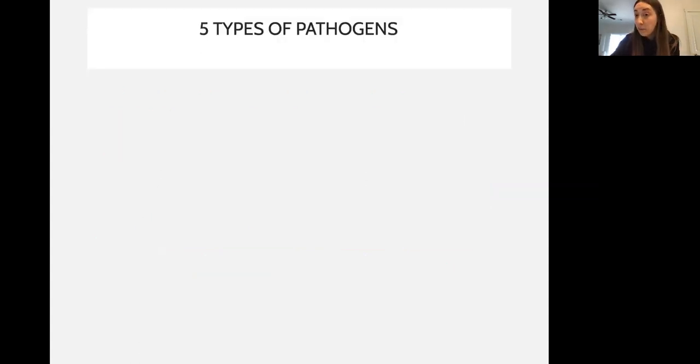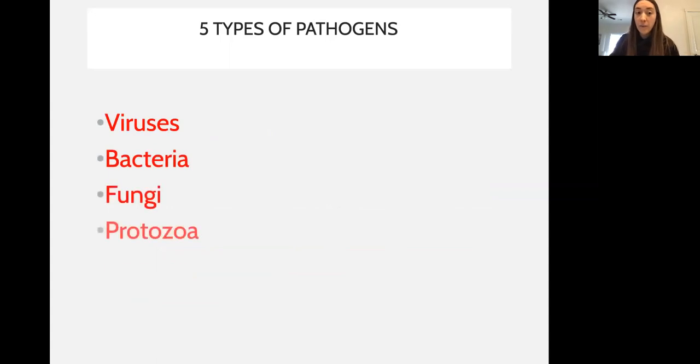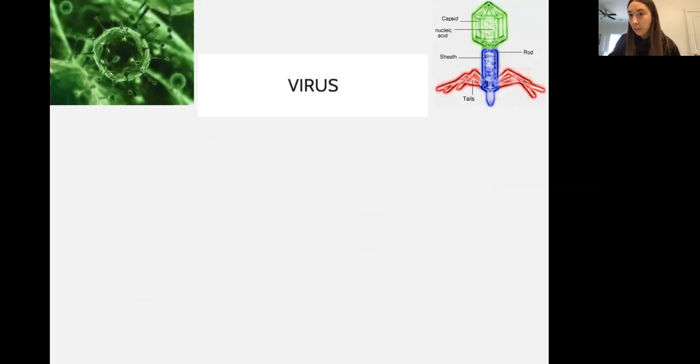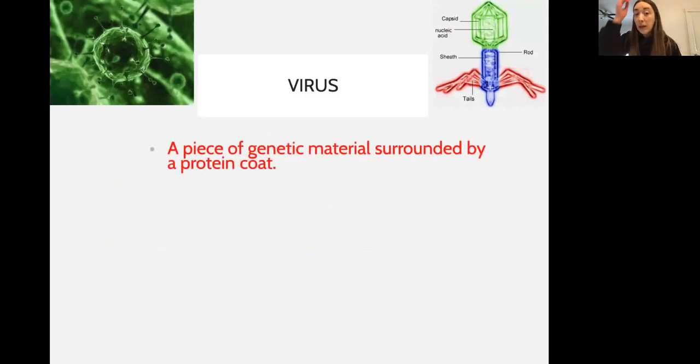There are 5 types of pathogens: viruses, bacteria, fungi, protozoa, and rickettsias. We're going to learn about all these separately. A virus is a piece of genetic material that is surrounded by a protein coat. We've got a picture up here on the right-hand corner of it. I'll move my face so you can see.